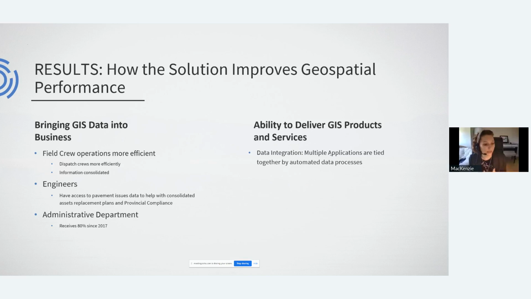And the administrative department, so improving the operations of the administration department by offering citizens a map where they could visually choose and say, hey, there's a pothole here. They were able to reduce the number of calls to the city by 80%, which greatly improved their operations.